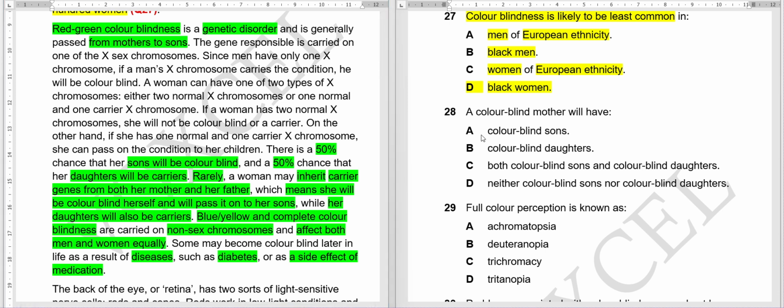Okay, let's read the question now. A colorblind mother will have colorblind sons, colorblind daughters, both colorblind sons and colorblind daughters, or neither colorblind. You have around 10 seconds for this, and I don't think you will need the full 10 seconds. We have read it, and I have hopefully made you understand in depth, so you will be able to correctly answer it, and your time starts now.